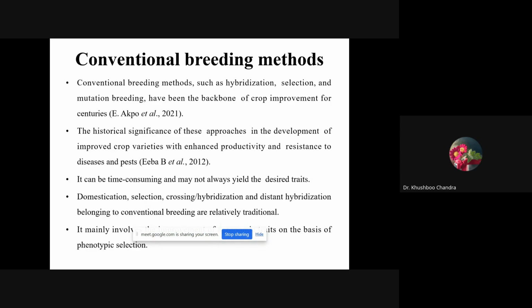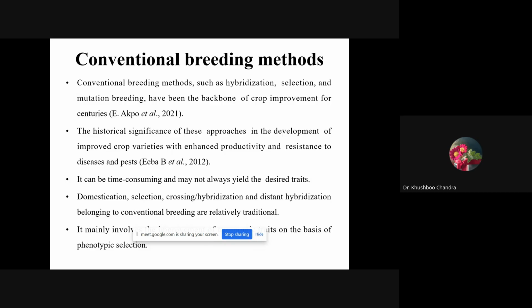Okay, basically, for an agronomic trait, how are we going to do the selection? By phenotype, by seeing the genetic make. We are not relying upon the genetic makeup. We are not talking about the gene level, the DNA level, which we have nowadays with our modern techniques.